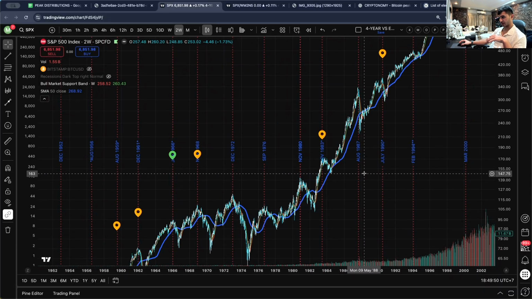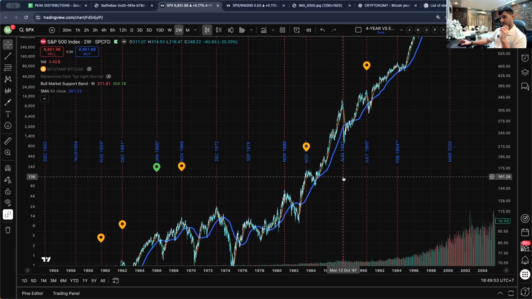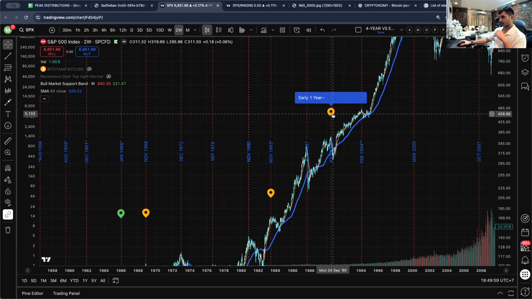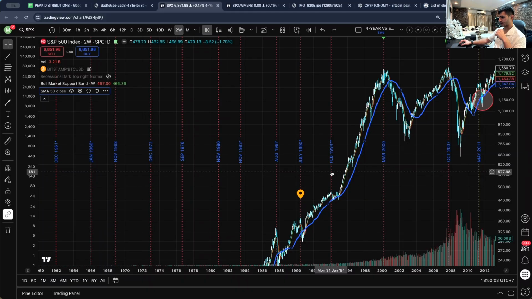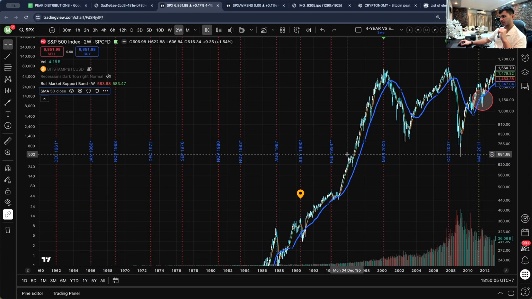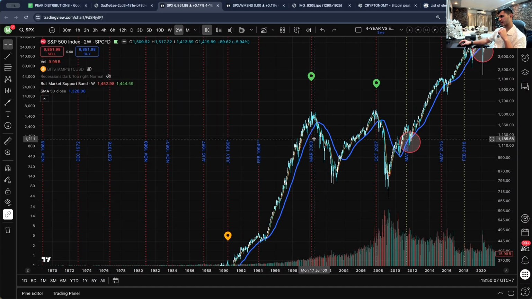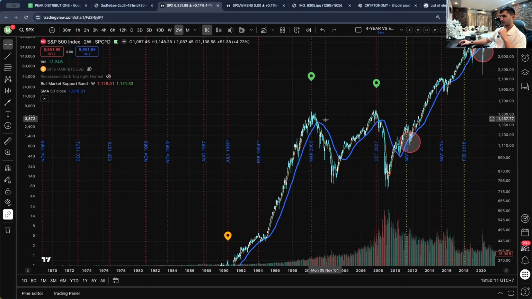1983 to 1987, 4 years. And here we started doing it on the post-election year. That was more of the trend starting to be. 1987 to 1990, early 1 year. 1994, on time. February, a little bit late, 2 months. But 1994 to March 2000, that was late 2 years.